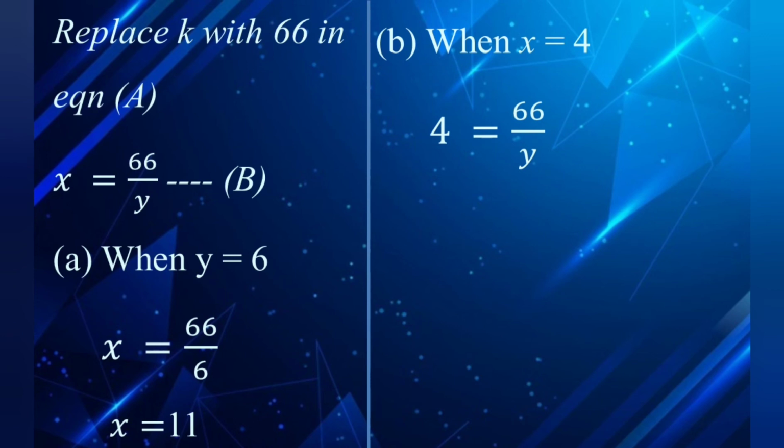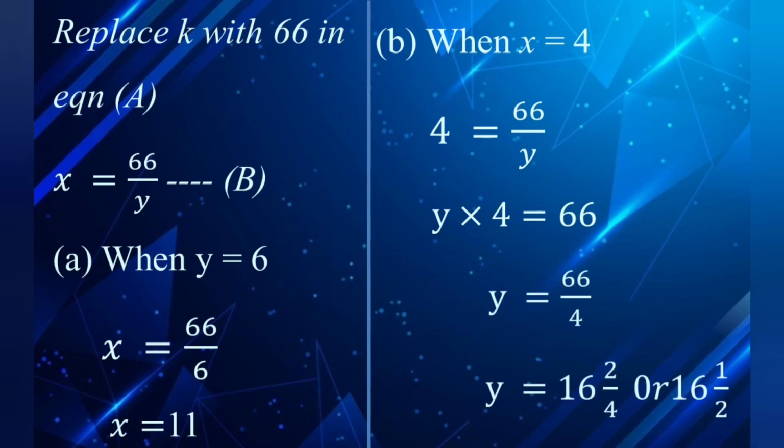To find the value of y, cross multiply. When you cross multiply, you would have 4 times y is equal to 66. And to get the value of y, you have to divide both sides by 4, so that y will be equal to 66 all over 4. 66 divided by 4 is 16 whole number 2 all over 4. 2 can go into 2 and 4 to give you 1 all over 2. So this is also 16 whole number 1 all over 2. This is the required answer for part B.